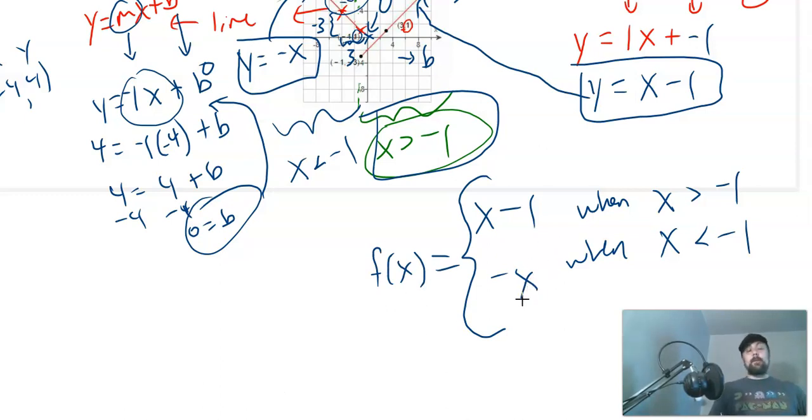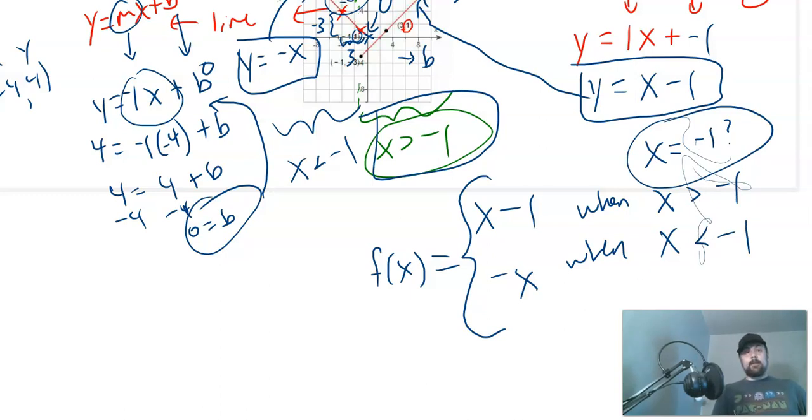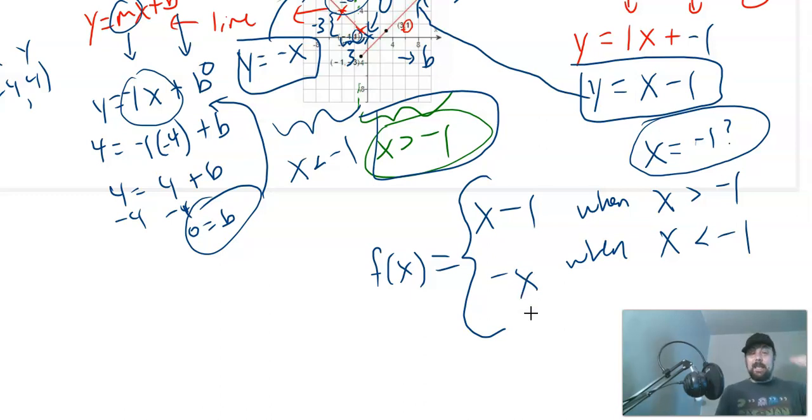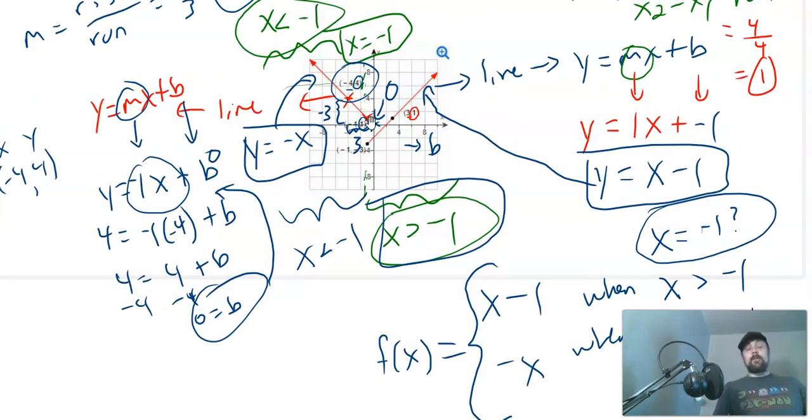And the last detail we have to figure out is, what about when x equals -1? I didn't address that here. Sorry, that was kind of weird. I don't know why I wrote all those stray marks there. Well, let's try that one more time. What about when x is equal to -1? Because here we have when x is bigger than -1, use this equation. When x is smaller than -1, use this equation. But what about when it's equal to -1? Which equation should we be using? And the way you will know which one to use is by looking at the graph, the endpoints on these two graphs, and seeing where the open circle is versus where the closed circle is.